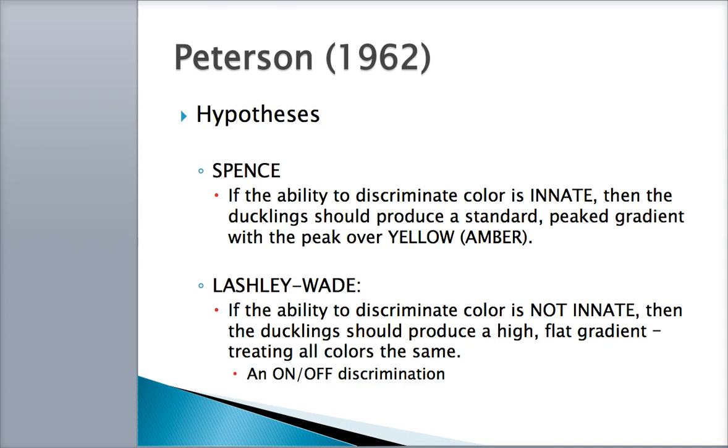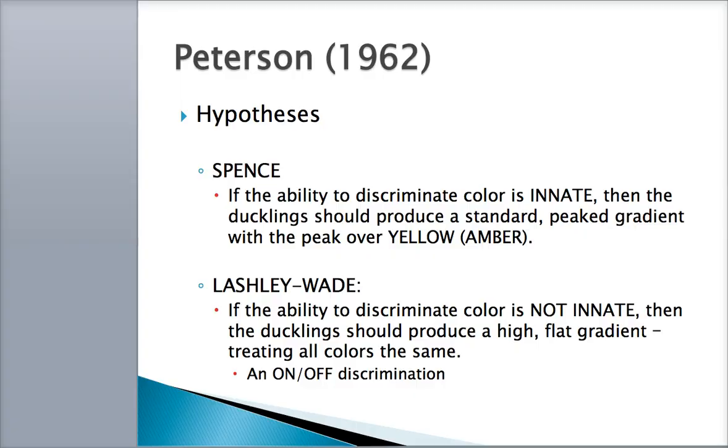Lashley and Wade, on the other hand, would predict that if the ability to discriminate color is not innate, then the ducklings should produce a high flat gradient. They should treat all the colors the same. In other words, whenever the light comes on, they should respond to it because on means that water is available. And yes, they learned it with yellow, but whenever the light's on, it should basically be an on-off discrimination, and they should treat them all the same, so it should be flat, but it should be high because the light is going on.